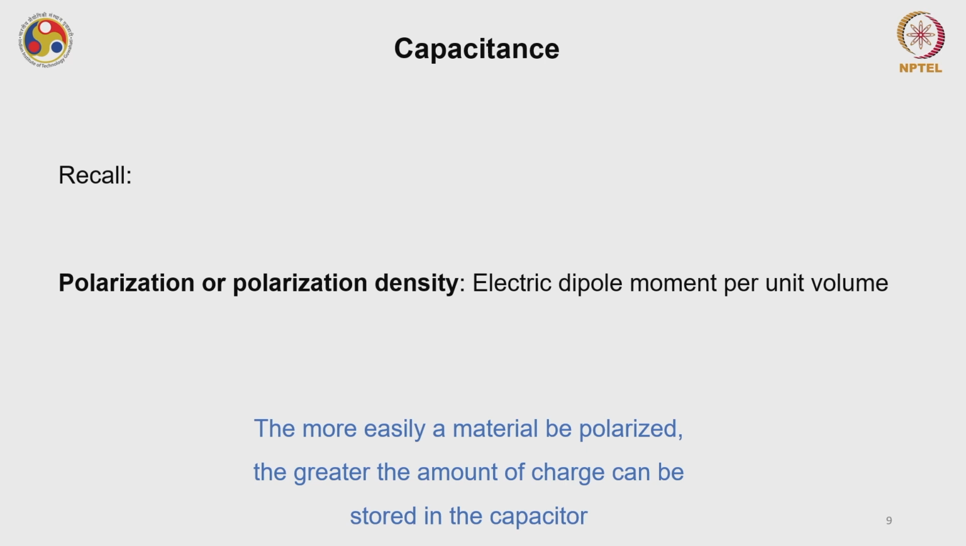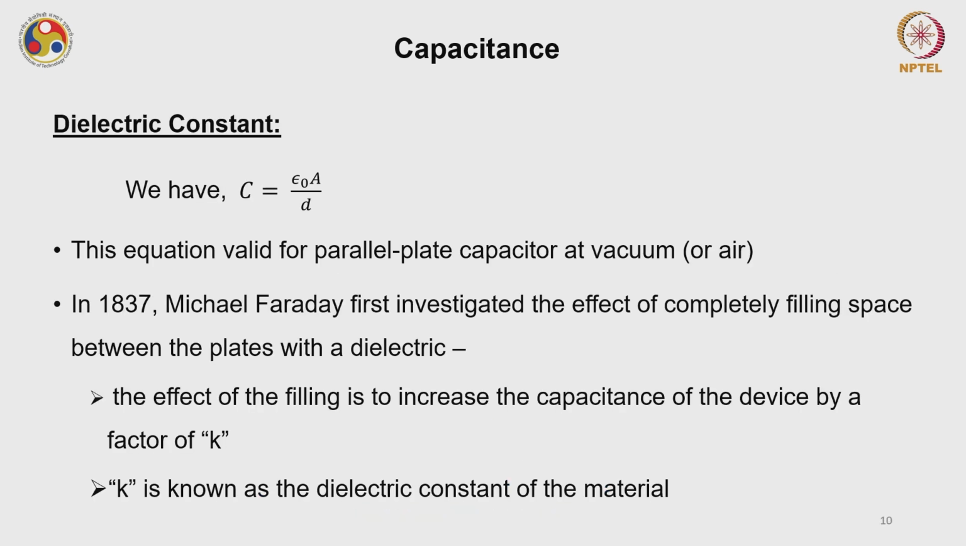Now let us understand a bit of the physics of this capacitor, because this will help us in designing a better sensor. To understand this, please recall the definition of polarization or polarization density. If you recall, it is nothing but electrical dipole moment per unit volume. And the more easily a material can be polarized, the greater the amount of charge that it can store when it is used in a capacitor. We have seen that for a parallel plate capacitor, capacitance is epsilon A by D. This equation is of course valid for a parallel plate capacitor in vacuum or, say, air.